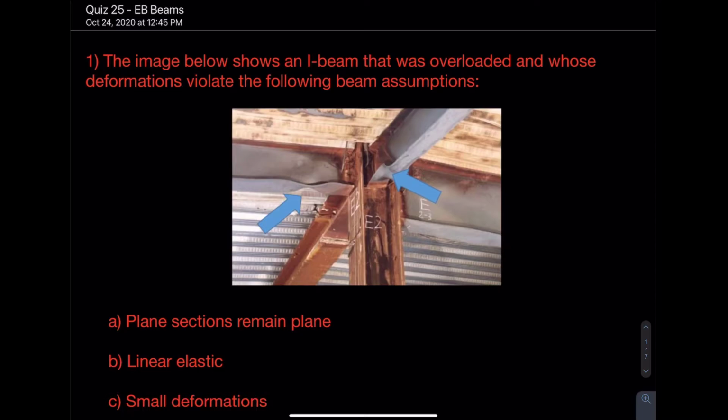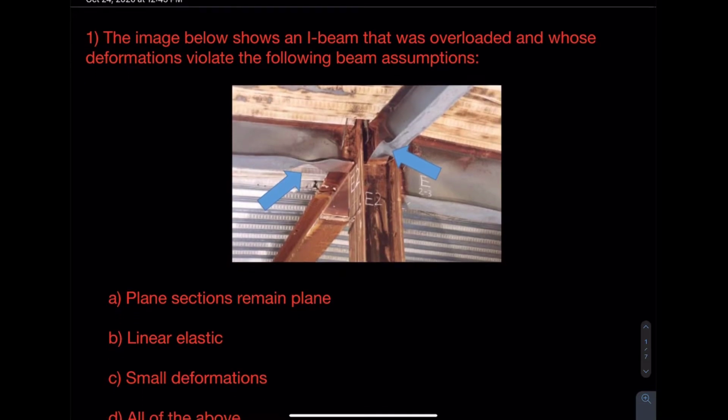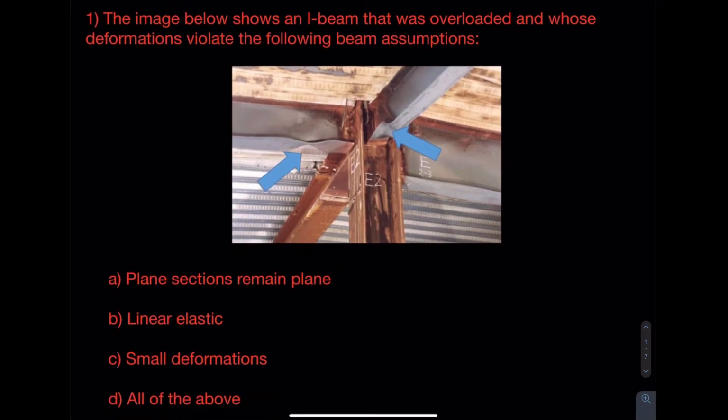So looking at question number 1, it says, the image shown below shows an I-beam that was overloaded and whose deformations violate the following beam assumptions. So we have to determine from this picture which beam assumptions it violates. So remember the beam assumptions. Option A says plane sections remain plane. So that was the first assumption. Option B, linear elasticity. That was assumption number 3. Option C, small deformations, again, one of the assumptions, or D, all of the above.